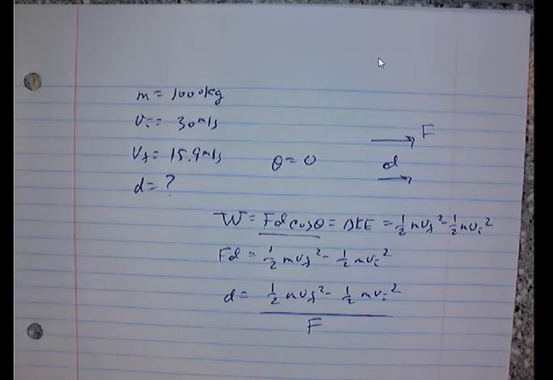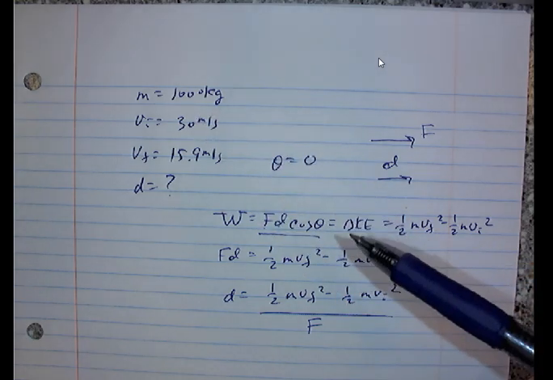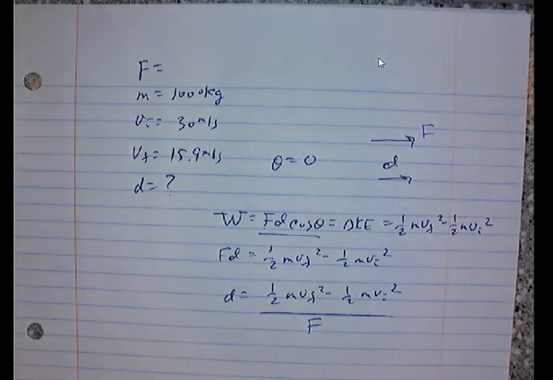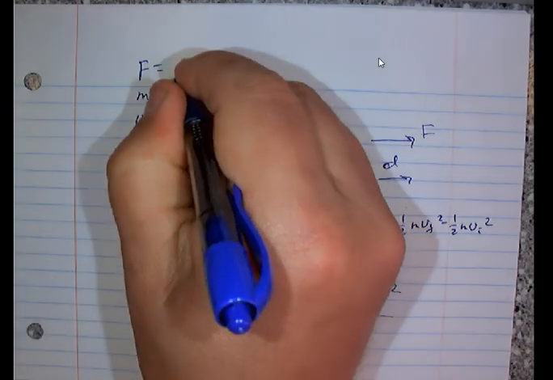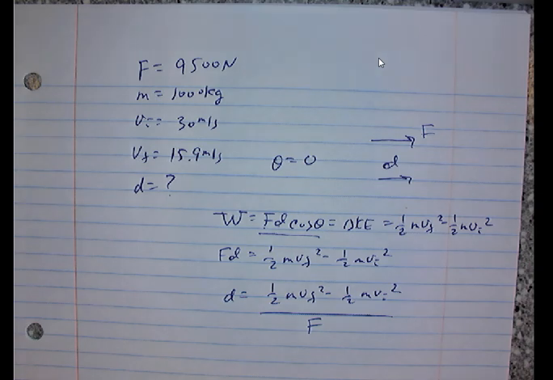So definitely look for one like this on the actual test, the work energy problem. And just a clue again: if you know the net force, the mass, velocity, distance, any 3 out of those 4, you could solve the problem. This was 9,500 newtons. Okay, excellent. If you did it the other way where you got the acceleration, then used kinematics, that would be fine as well.